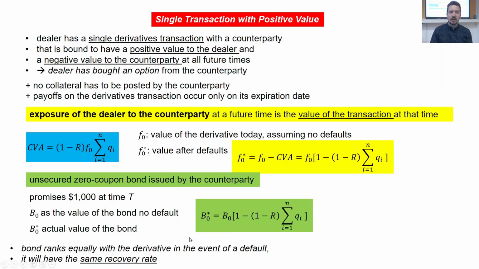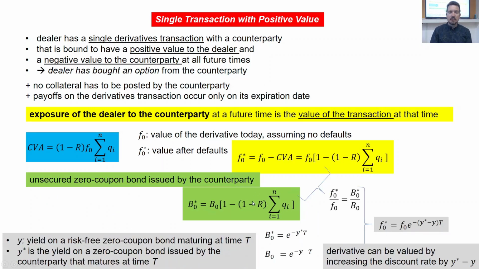And they have the same recovery rate because it's issued by the same company. So why not use both the values? So if we would like to define how the F, the value with the probability of default is related to the no default scenario, practically we will get the same ratio just between the two bond values.